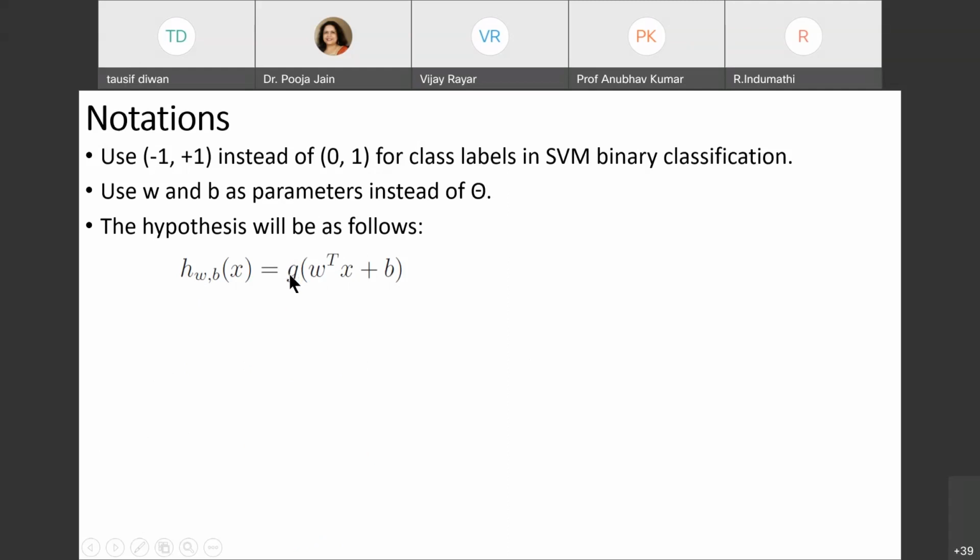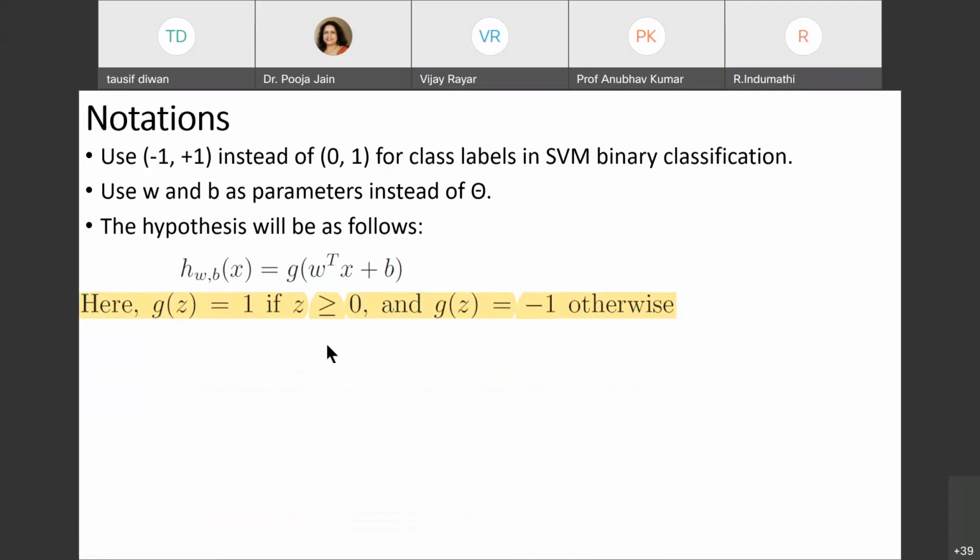g may be a sigmoid function or any other function, because here the values that we want are -1 and +1. Previously this was h of x parameterized by theta in the previous slide. Here this is h of x, the hypothesis on this point x, parameterized by w and b. So this is our new hypothesis. This is just a separate notation that we are using for SVM. Why we are using this separate notation, we are going to discuss in a while.